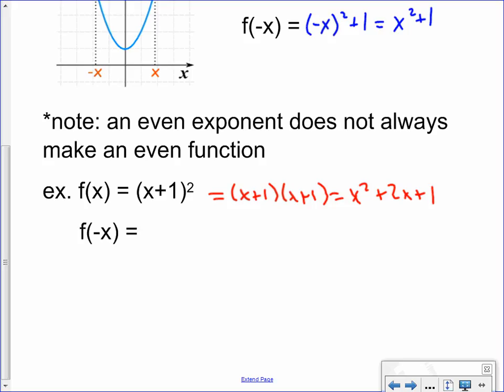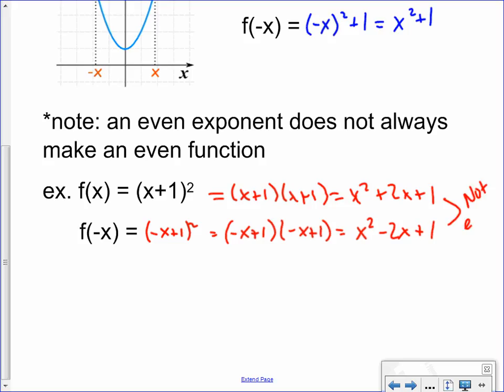If you were to take the negative of that, that'd just be negative x plus 1 squared. So after doing all that math, it's going to be positive. Sorry about that. I'll just write it out. Negative x plus 1, negative x plus 1 times itself. So x squared minus 2x plus 1. Notice that these two are not equal. So this would be an odd function.